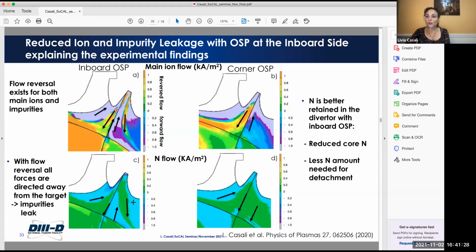But now with flow reversal, all the forces are directed away from the target, and therefore this can lead to impurity leakage. If we compare the nitrogen flow, we can see that in the case where the strike point is at the inner slanting, nitrogen is indeed better retained. And so it can at least qualitatively explain the experimental results of why we found less nitrogen in the core in this divertor geometry, and also why we needed less nitrogen to detach.